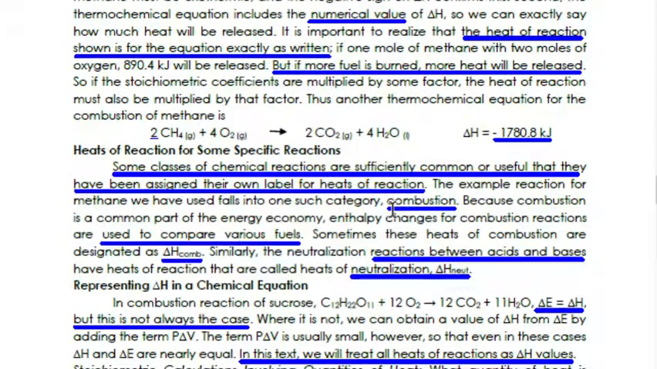Then heat of reaction for some specific reactions, like combustion and neutralization. Combustion is used to compare various fuels, which has a symbol of delta H subscript comb. While reactions between acids and bases is called neutralization, which has a symbol of delta H subscript neut, short for neutralization.